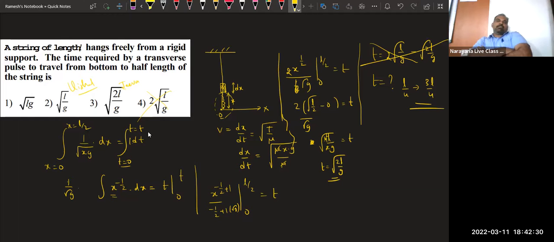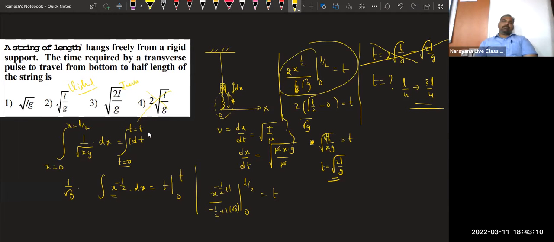Are you understanding the question? Find the time taken by the wave pulse to travel from L by 4 to 3L by 4 distance. Upside it is going. Just change the limits here. That's all. I have taken 0 to L by 2 now. This time what you have to do? L by 4 to 3L by 4 you have to put the limits here. This step alone you have to change, na?